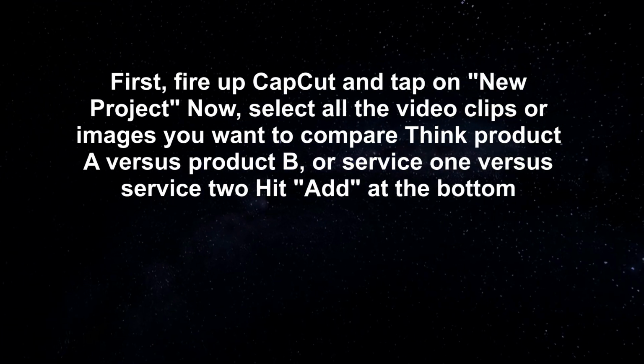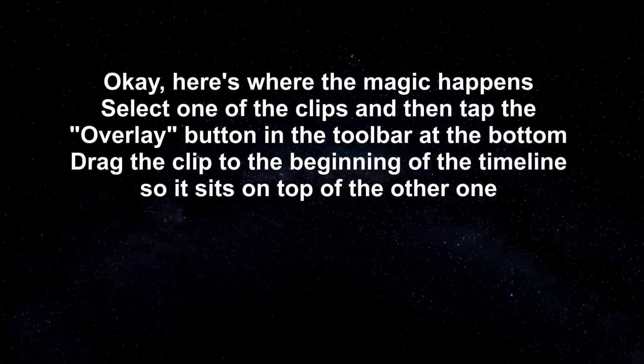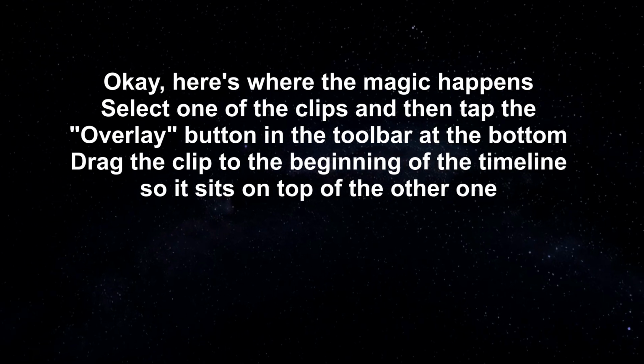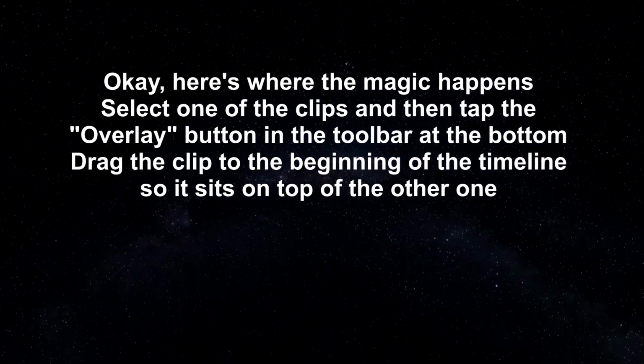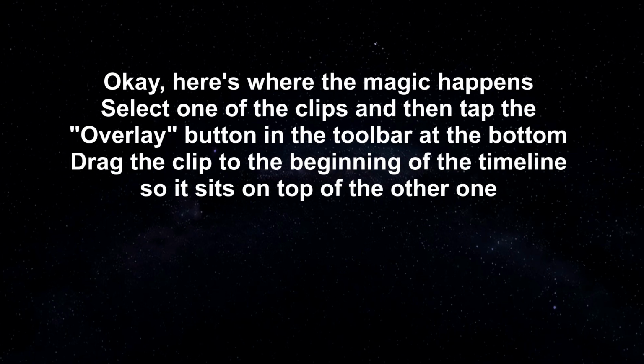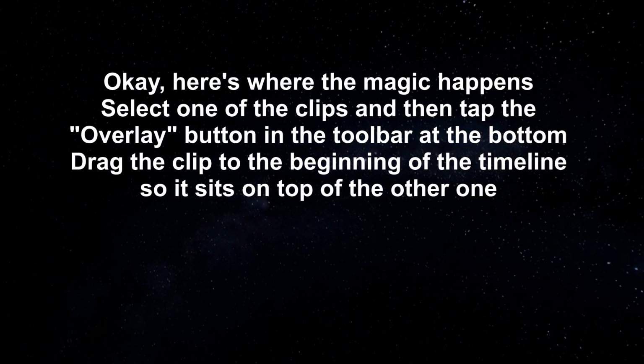Hit Add at the bottom. Okay, here's where the magic happens. Select one of the clips and then tap the overlay button in the toolbar at the bottom. Drag the clip to the beginning of the timeline so it sits on top of the other one.